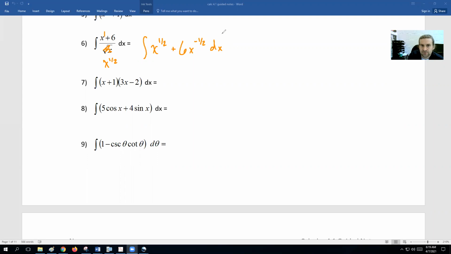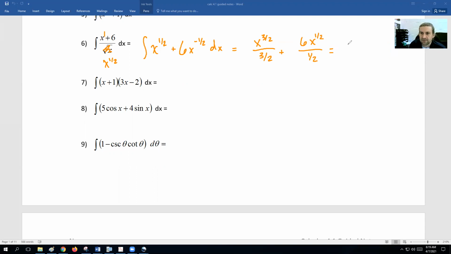So now that these are easier powers to integrate, we'll just integrate them separately. So x to the 1/2 would be x to the 3/2 over 3/2 plus 6. If we bump that negative 1/2 up 1, that would be to the positive 1/2 divided by 1/2. Okay, so let's clean that up a little bit here. Remember, if we divide by 3/2, that's the same thing as 2/3 x to the 3/2 power. And then plus, okay, if we divide by 1/2, dividing by 1/2 is the same thing as multiplying by 2. And so that would be 12x to the 1/2 power. And then we can do plus c.